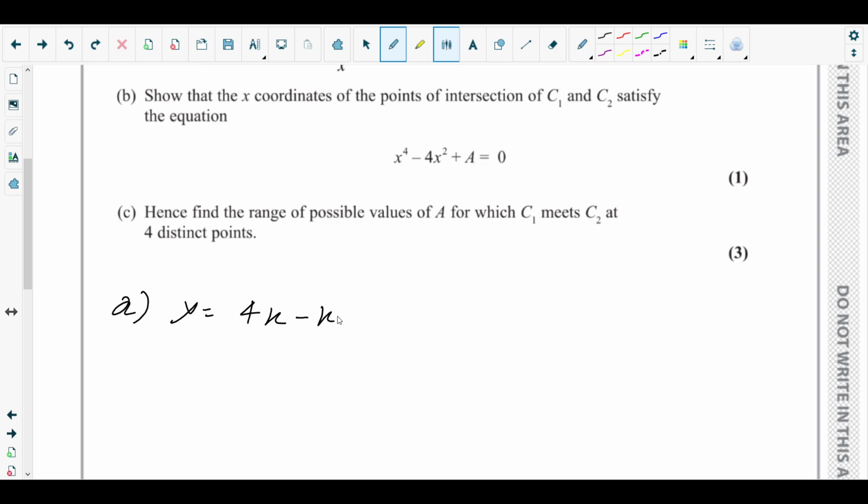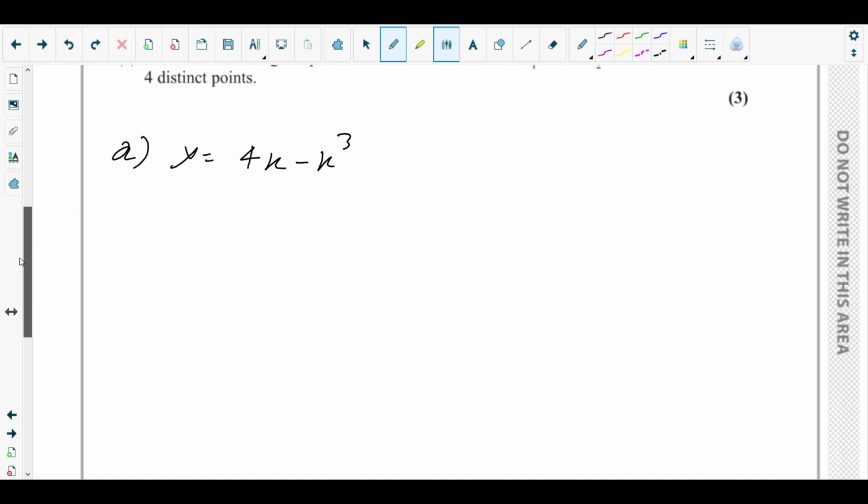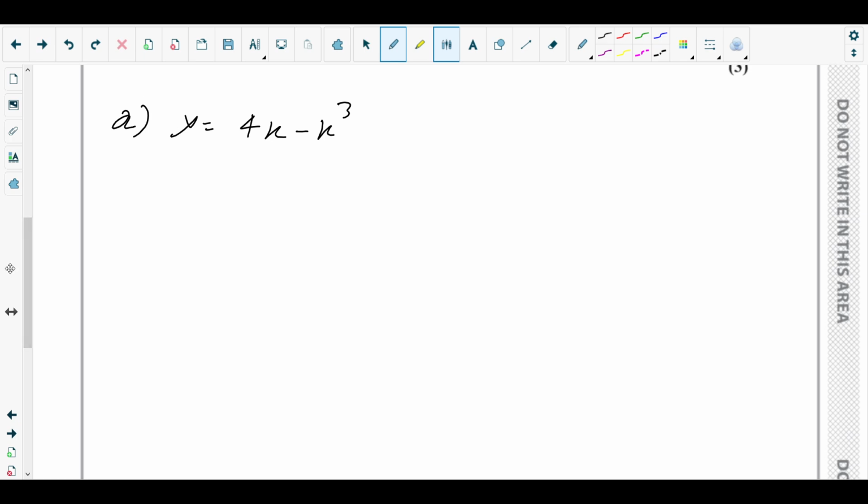For sketching a curve, what are the important factors you need to consider? At first, the shape of the curve. Since it is cubic, the shape depends on the coefficient of x cube. If the coefficient of x cube is negative, then it will be a decreasing curve, and if it is positive, then it will be an increasing curve. Here the coefficient of x cube is negative, so this is a decreasing curve. So we got the first factor.